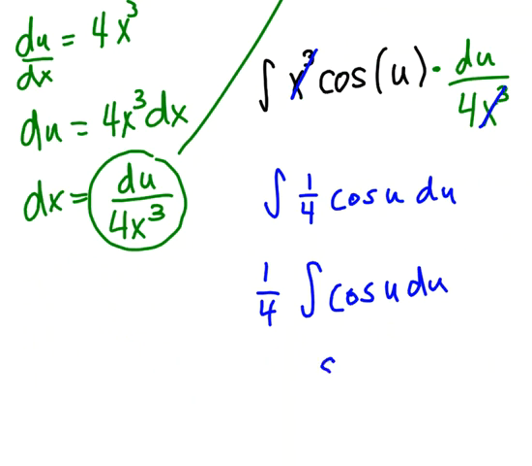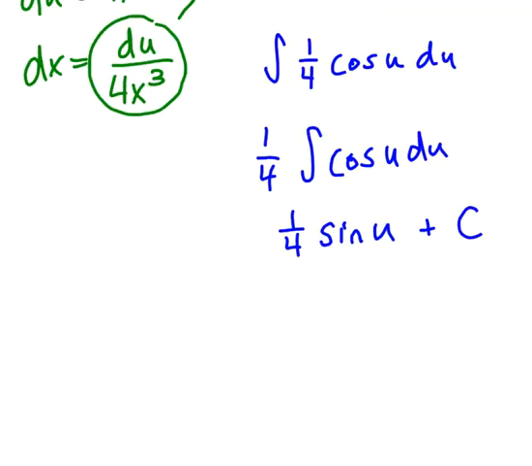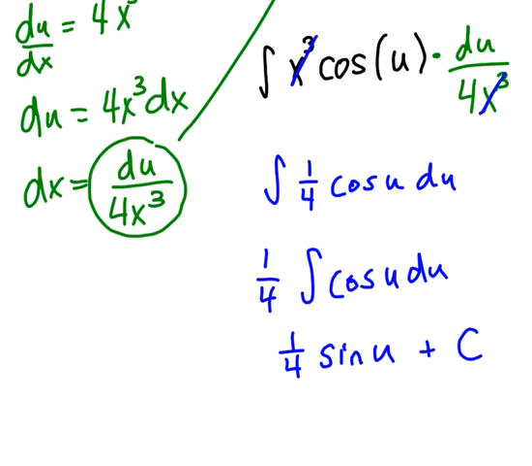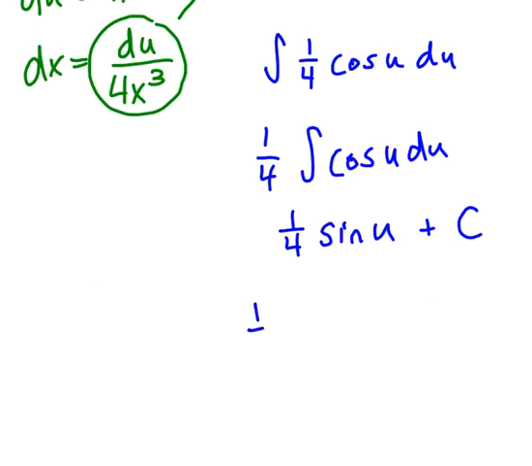The antiderivative of cosine is sine, plus my constant c. And then I want to replace back with my u's. So my u is x to the 4th plus 2. So we'll have 1/4 sine of x to the 4th plus 2, plus c. Let's see.